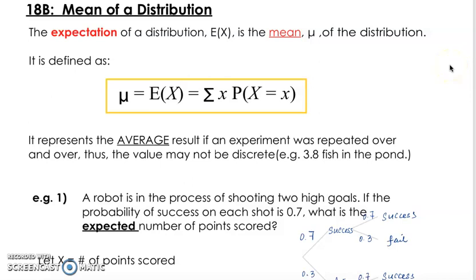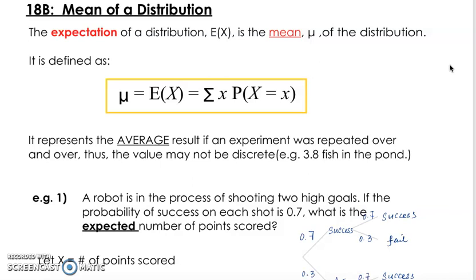Welcome back. In this lesson, we're going to go over section 18B, mean of a distribution in your SL textbook. From the last lesson in 18A, we looked at what is a probability distribution. Basically, it is a summary of what happens when you carry out a probability experiment or look at the theoretical probability of an event, and then listing out all the possible probabilities.